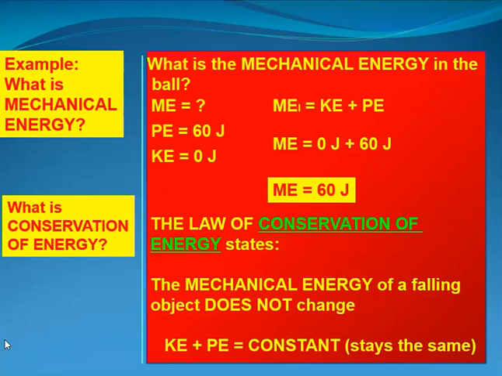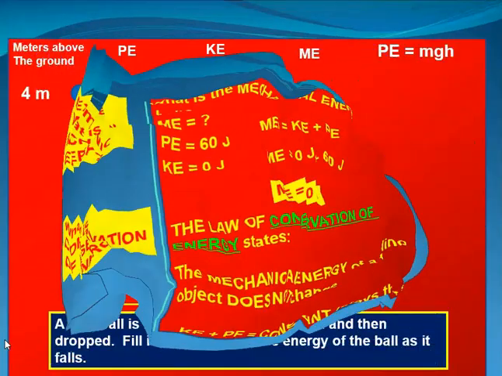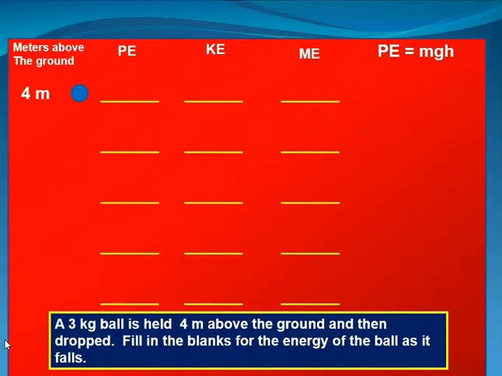The law of conservation of energy states that the mechanical energy of a falling object does not change while it is falling. So Ke plus Pe equals constant. It stays the same while it's falling. So now we're going to do an exercise where we hold the ball 4 meters above the ground, and we're going to compute its potential energy, kinetic energy, and mechanical energy, and see how these relate. So a 3 kilogram ball is held 4 meters above the ground and then dropped. Fill in the blanks for the energy as the ball falls.